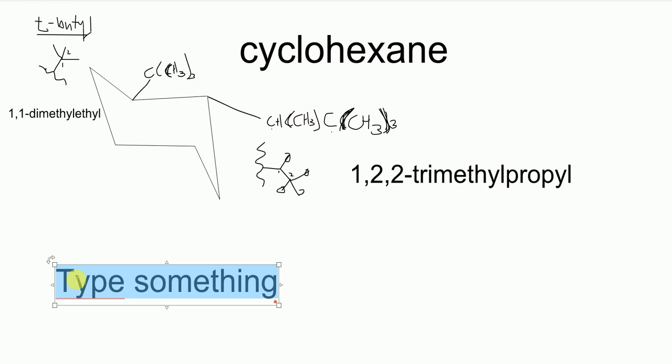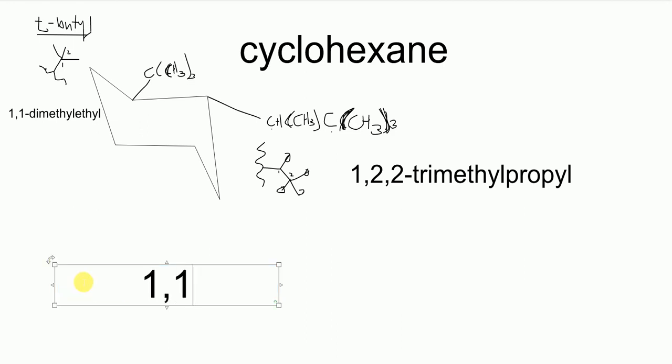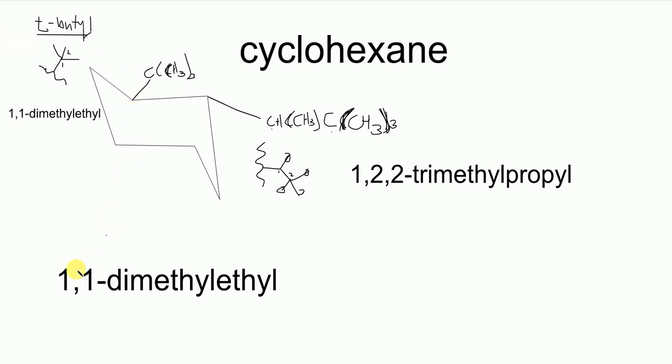And so I need to look at ethyl versus propyl. So E before P. So I have 1,1 dimethyl ethyl, and then right. Okay, wait. One other thing. I forgot to number the chain itself, so I need to have a number over here. So I'm gonna delete that.